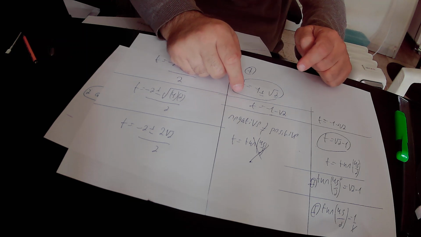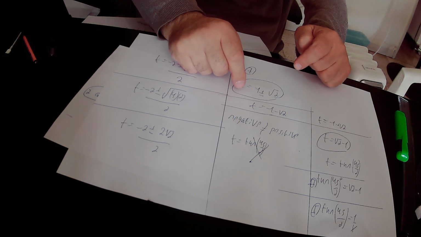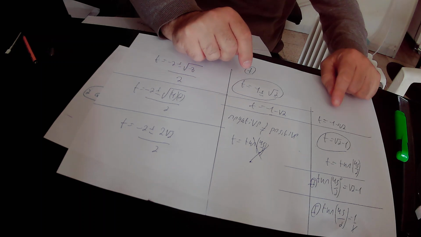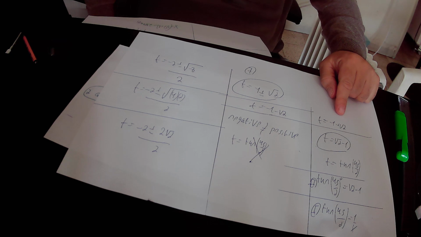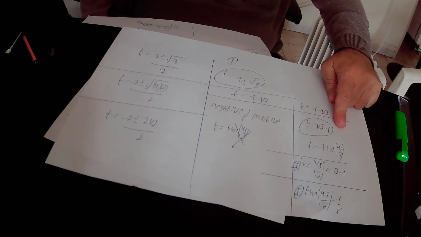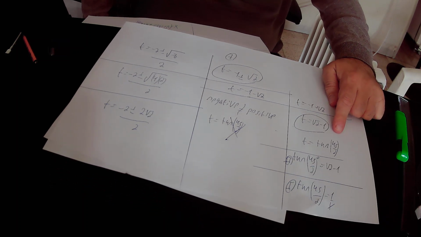Therefore, this solution is an incorrect solution, so we cancel this solution and we have to live with the second solution that is possible for t, that t equals minus 1 plus square root of 2. T equals square root of 2 minus 1. We change the order. From one side, but from the other side, t equals tangent 45 over 2 degrees, according to our definition.